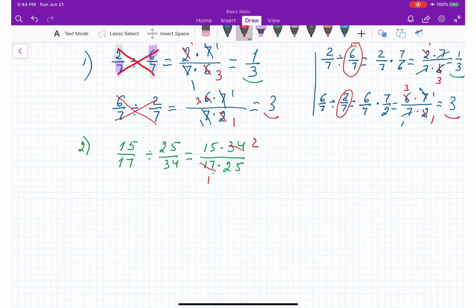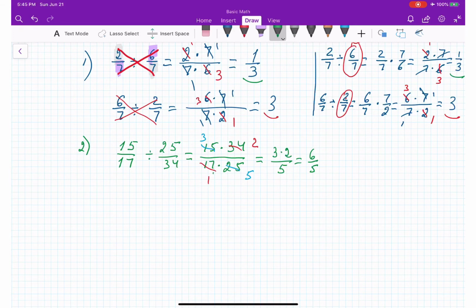Correct? Now, next one. 15 and 25, both of them, can I divide by 5? Both numbers are divisible by 5. So 15 divided by 5 is 3. 25 divided by 5 is 5. So when I'm looking at the top, I have 3 and 2. At the bottom, I have 5. So, which means I cannot simplify any further. So the answer will be 3 times 2 over 5, which is 6 over 5.